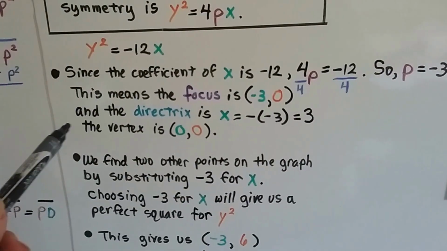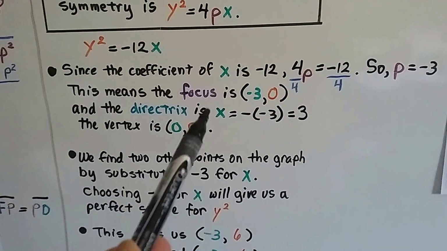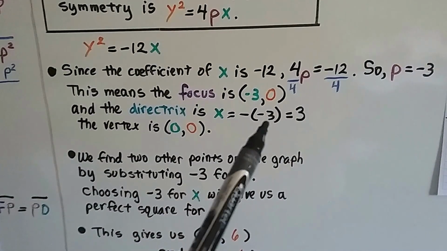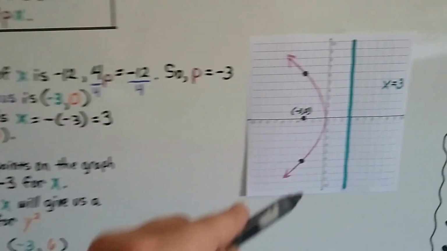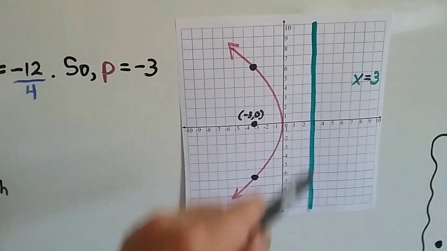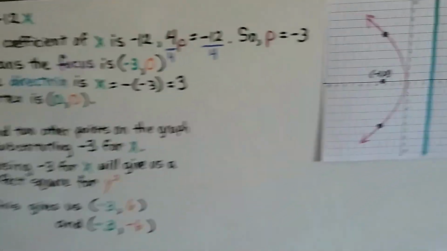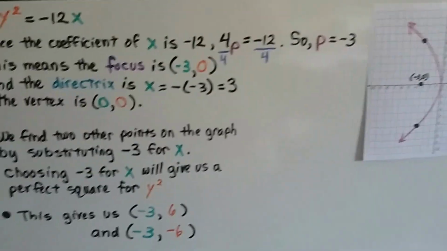This means the focus is negative 3 for x and 0 for y, and the directrix is x equals the negative of a negative 3, which means it's a 3. So we know this big green line is our directrix, and it's where x equals 3. See? And the vertex is at 0, 0. See that? At the origin.